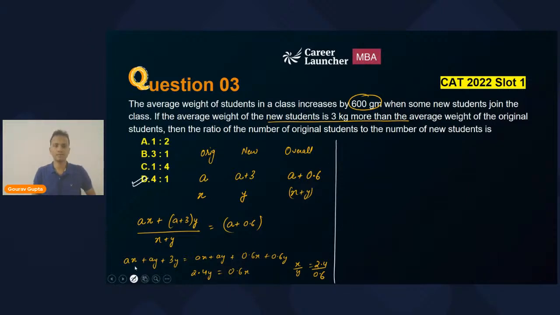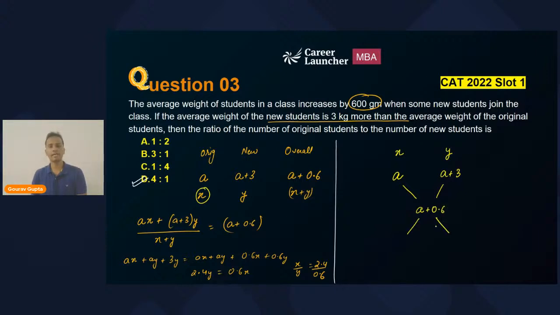Done. Clear. There should be no problem. I've used a conventional method. Answer is 4 is to 1. Now let's look at a shortcut method. There is a group of X number of people whose average is A. Another group of Y number of students whose average is A plus 3. They are combined together so that the resulting average is A plus 0.6.